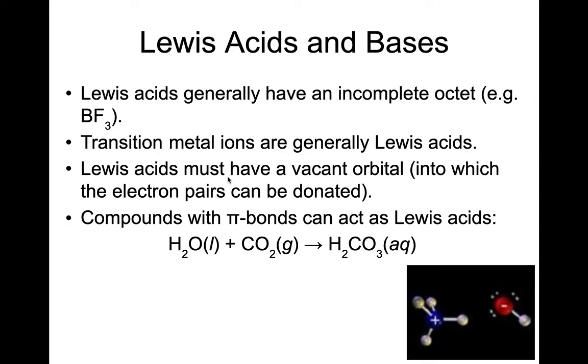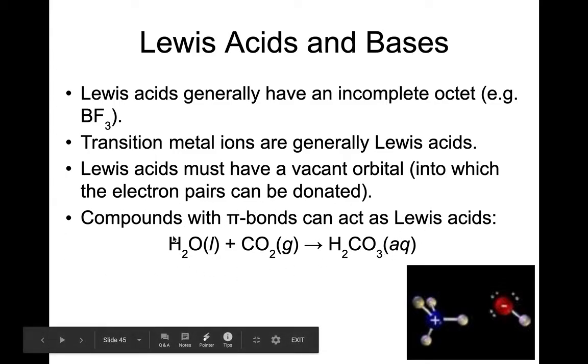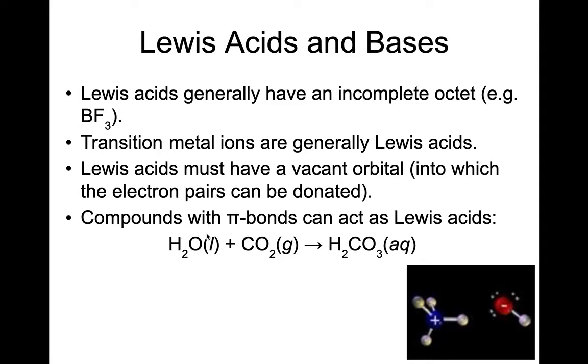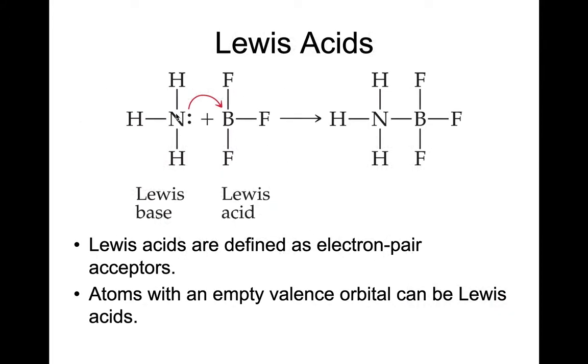To be a Lewis acid, the substance must have a vacant orbital into which it can put the electron pairs. So we said a Lewis acid accepts electron pairs. It has to have a place to put them in order to accept them. And so finally, compounds with pi bonds can act as Lewis acids as well. Here's an example: CO2 gas being dissolved in water to create H2CO3.